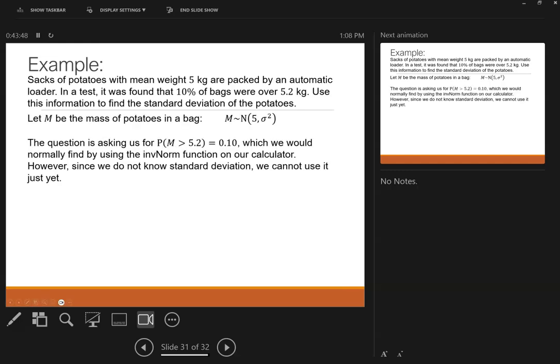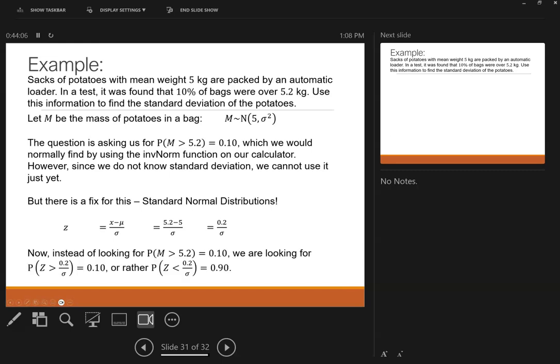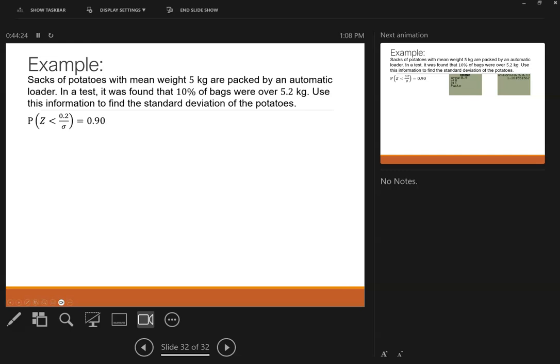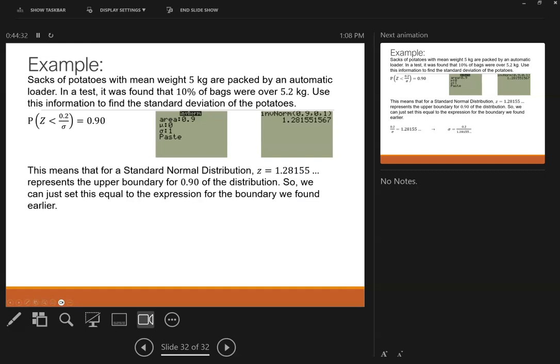All right. So here we go. We're looking for the standard deviation. So the z-score, we have 5.2, that's our measurement, minus 5, that's our mean. So our z-score would be 0.2 over sigma. So if I take this as a standard normal, I convert it using the complement rule so that I can use my calculator, from a greater than to a less than. I bang that through on my calculator, I get about 0.128. I can then set that equal to 0.2 over sigma and solve for sigma.